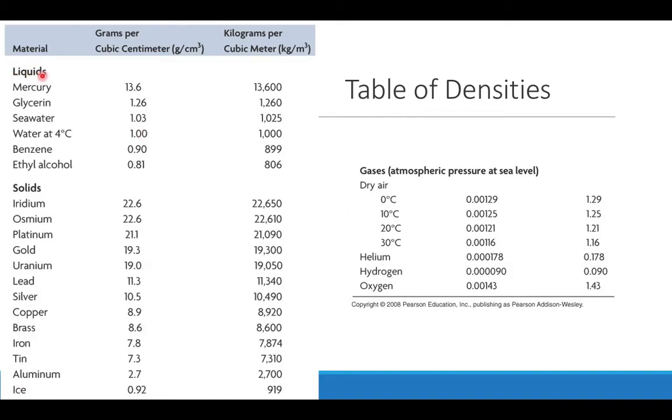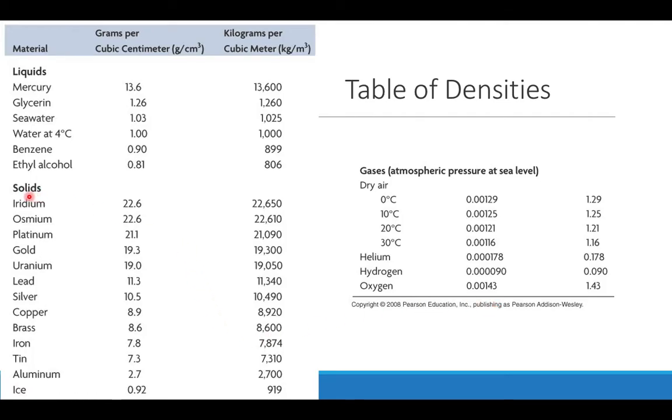Next we can look at liquids. Again, this column is grams per centimeter cubed, and this is kilograms per meter cubed. Let's ignore mercury for the moment and look at the other liquids. For example, water at 4 degrees Celsius has a density of 1. Compared to that, air at 0 degrees Celsius is 0.00129. So water is more dense, more compact than air. And in general, the density of liquids is greater than the density of gases.